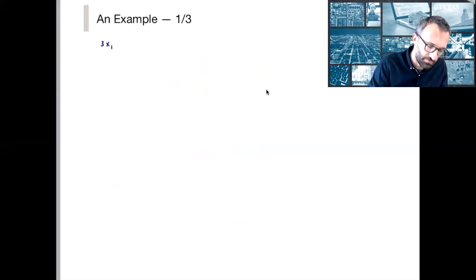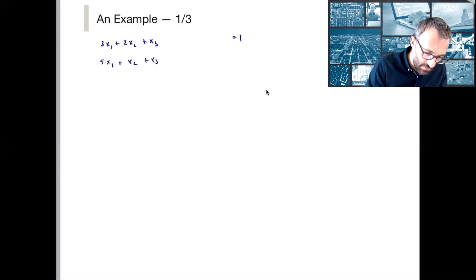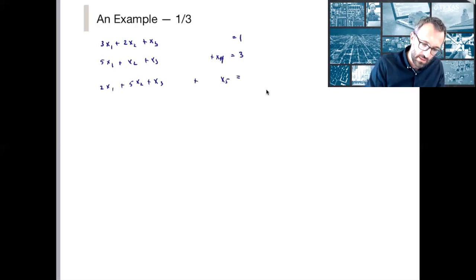I have 5 variables plus 2x2 plus x3 equals 1. I'm just going to write out the 3 equality constraints. 5x1 plus x2 plus x3 plus x5 is equal to 3. And 2x1 plus 5x2 plus x3, whoops, this should be an x4 here, plus x5 is equal to 4.